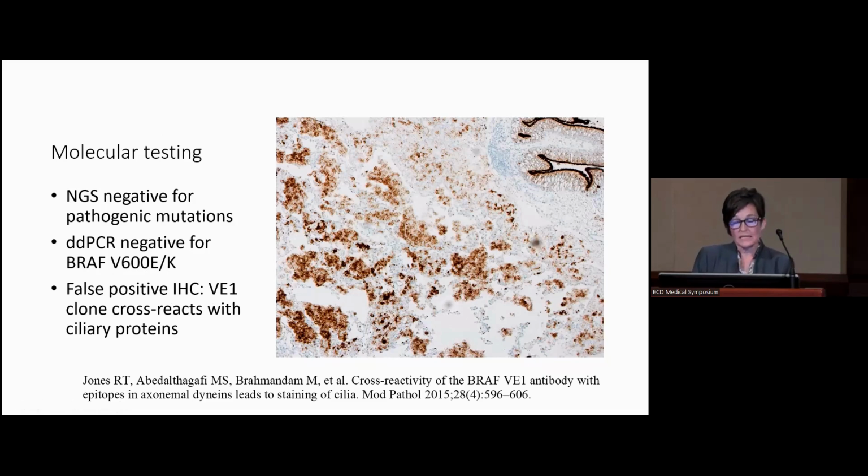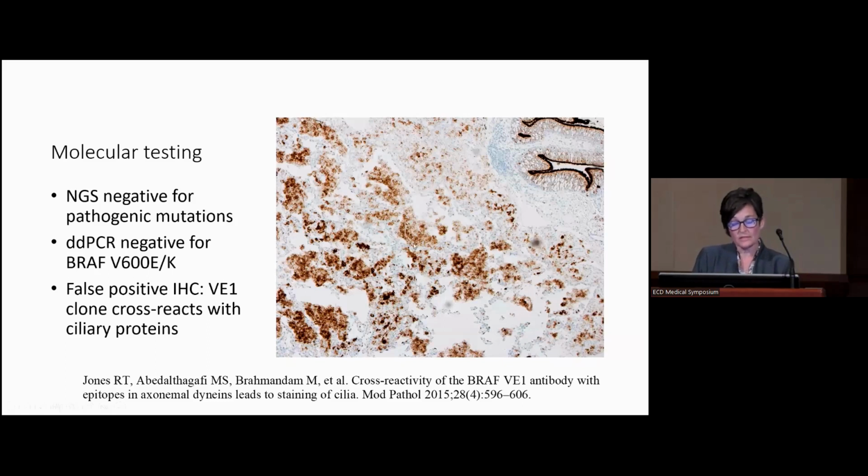And so it's not clear what the diagnosis is in this patient. However, I think it is clear that the IHC result was a false positive. Our hypothesis for what caused this was that the VE1 clone is known to cross-react with axonemal proteins present in cilia. At the upper right of this picture, you can see the cilia of the respiratory epithelium staining strongly for the VE1 stain, and that's known to occur because of the ciliary protein cross-reactivity.